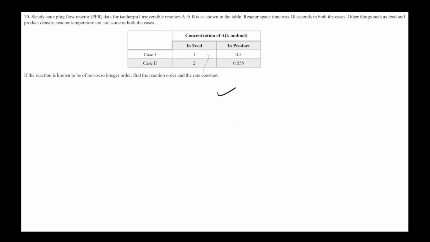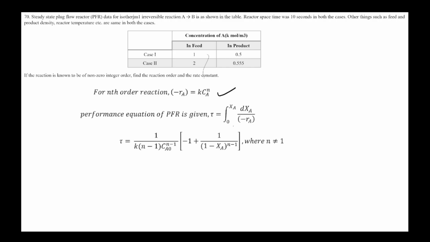If the reaction is known to be of non-zero integer order, find the reaction order and the rate constant. Very first we write the rate equation. For an nth order reaction, minus r equals k C to the power n. Now the performance equation of PFR: when we put minus rA as k C_A^n and integrate it, we get this expression.